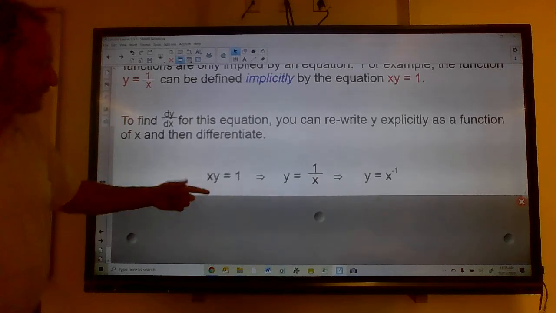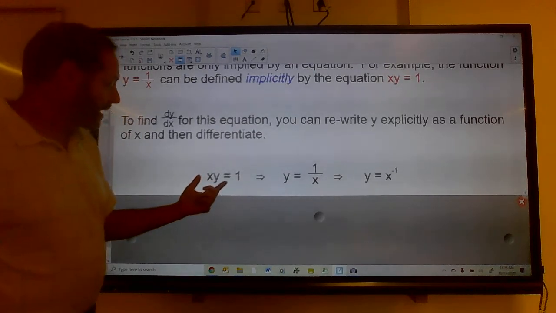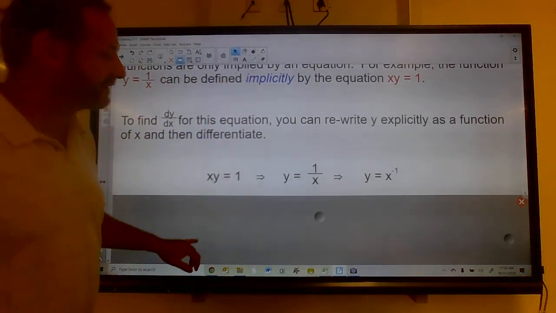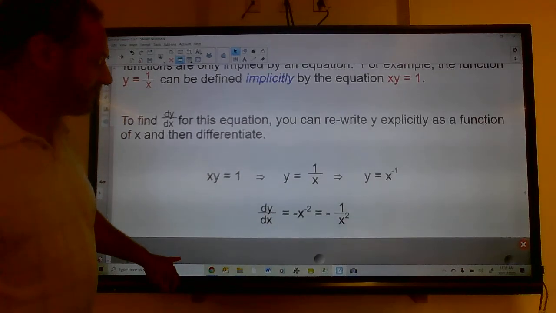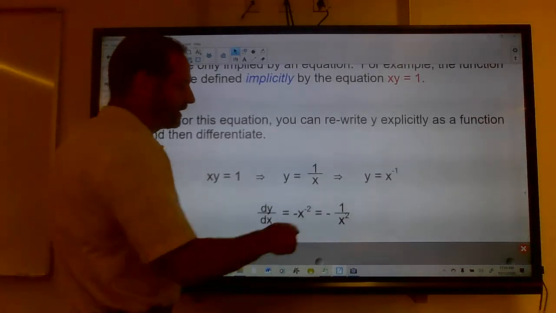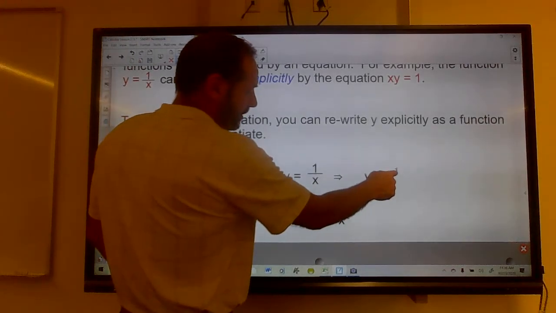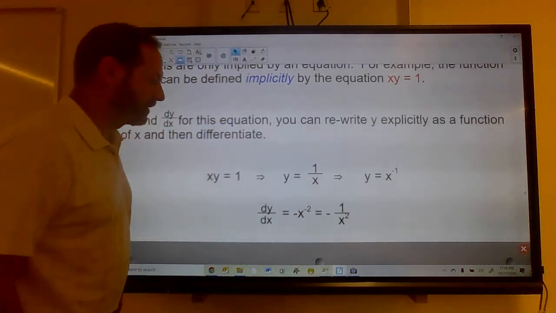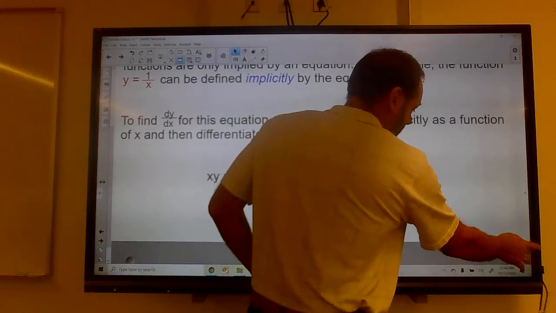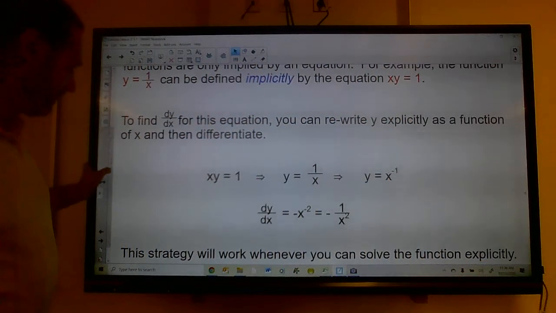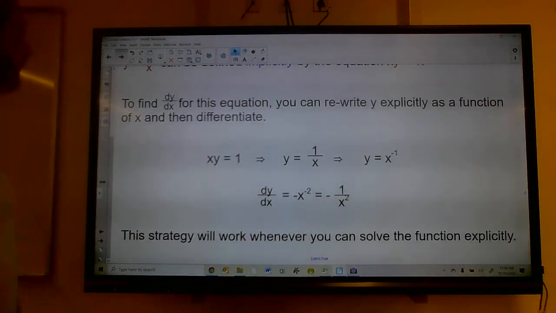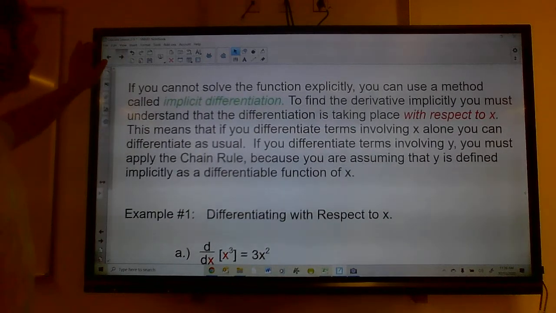For example, if I've got one that's written implicitly like this, I could divide both sides by x, get y equals 1 over x, change that to y equals x to the negative 1 power, and then I could differentiate that, and I'd use my power rule, and it'd be negative 1 times x to the negative 2 power, which is just negative 1 over x squared. Easy. But sometimes I can't do that. Sometimes I have equations that I cannot write explicitly, and so I have to have another method. Like this one.